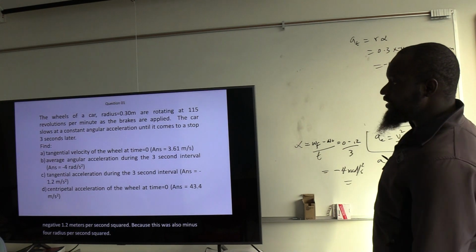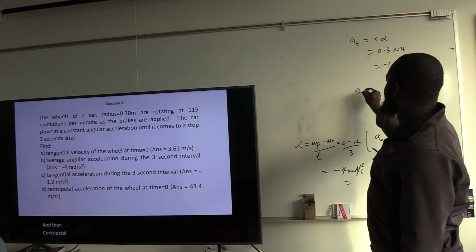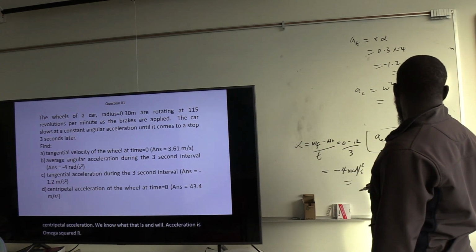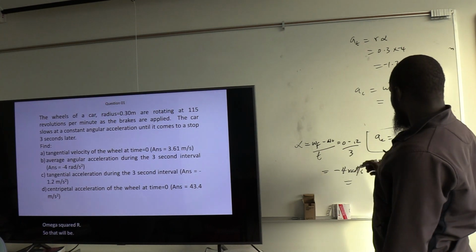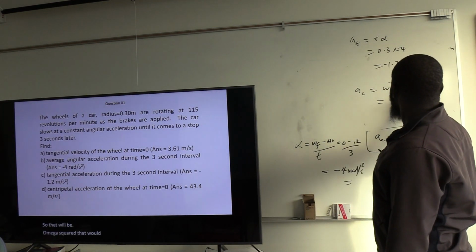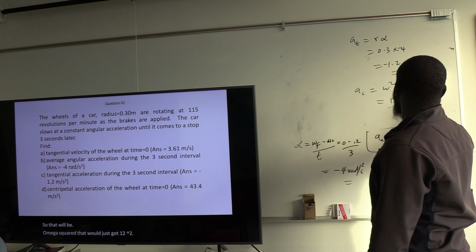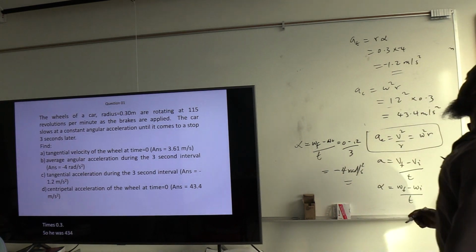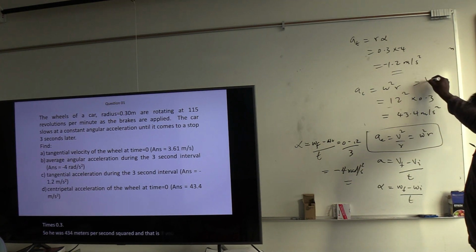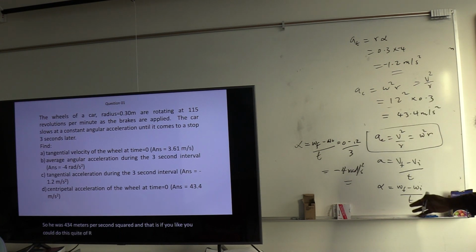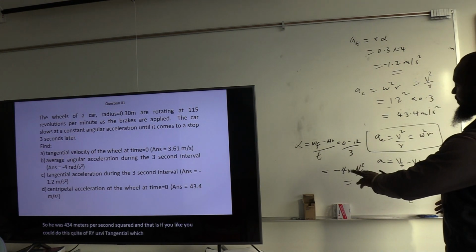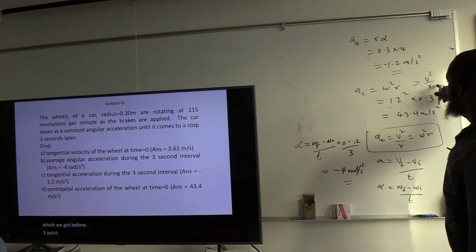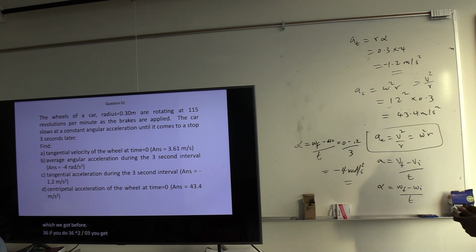And then centripetal acceleration, we know what that is: omega squared r. So that will be omega squared, the 12 we just got, squared, times 0.3. That will give us 43.4 meters per second squared. And that is it. If you like, you could do v squared over r, using the tangential velocity we got before, 3.6. If you do 3.6 squared divided by 0.3, you get the same answer as this. It's the same result.